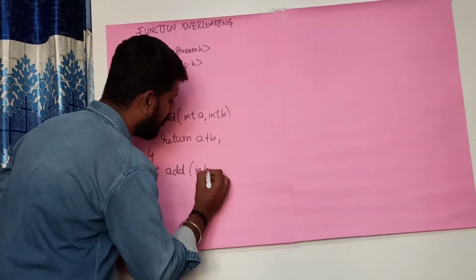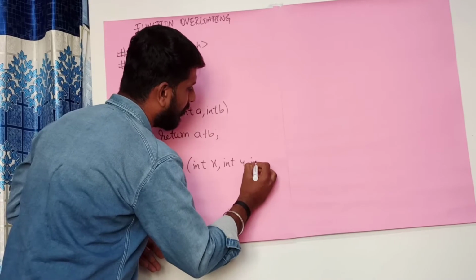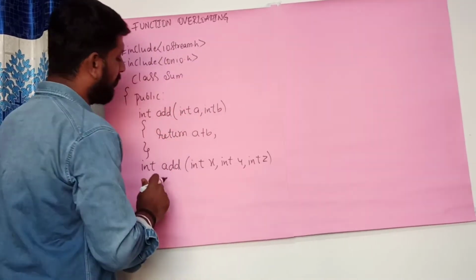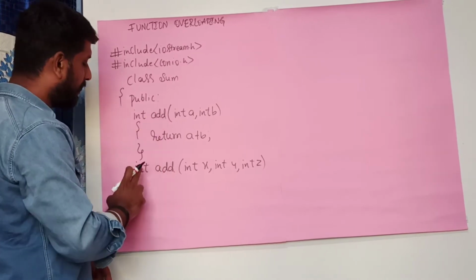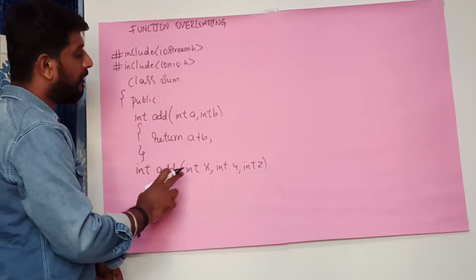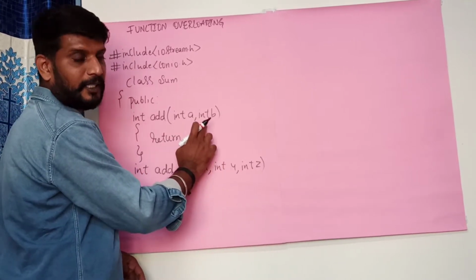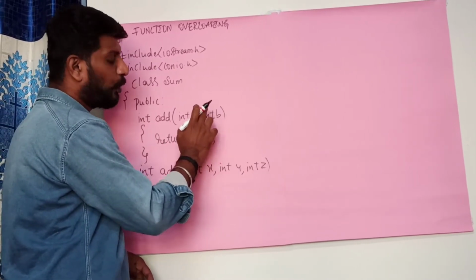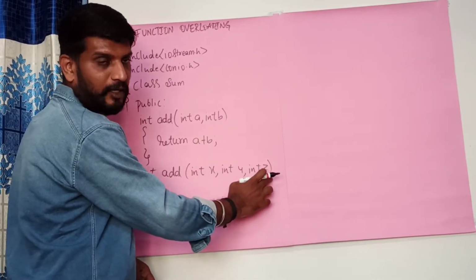So what I will do, int x, int y, and then int z. So the name of the function is add. Here also the name of the function is add. The return type is int. And you can see over here, in the first function, it is taking two different arguments, whereas in the second function, it is taking three different arguments.